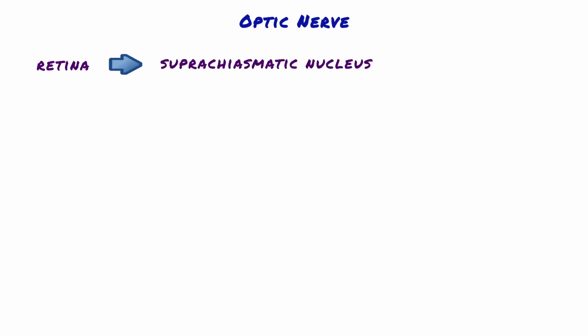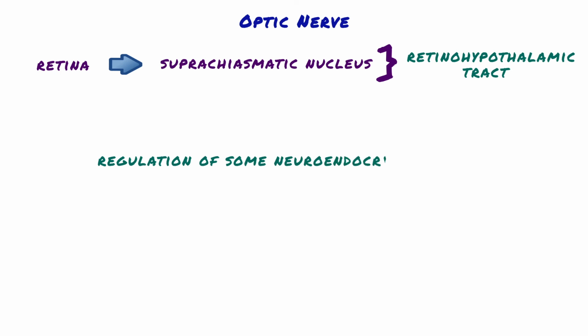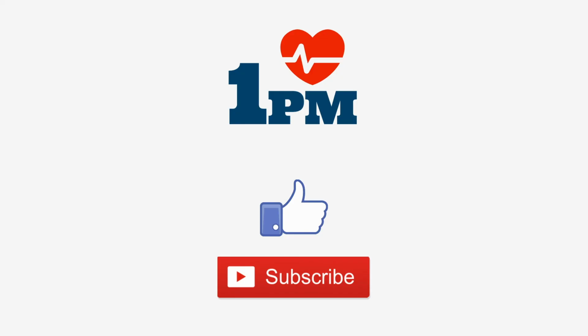There are also fibers starting from the retina and extending into the suprachiasmatic nucleus of the hypothalamus. This path, called retinohypothalamic tract, is related to the regulation of some neuroendocrine functions.